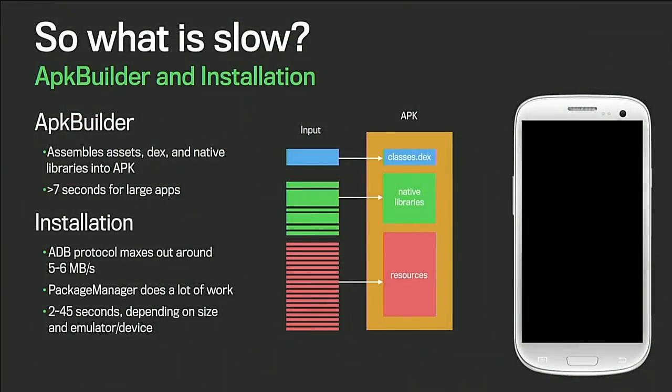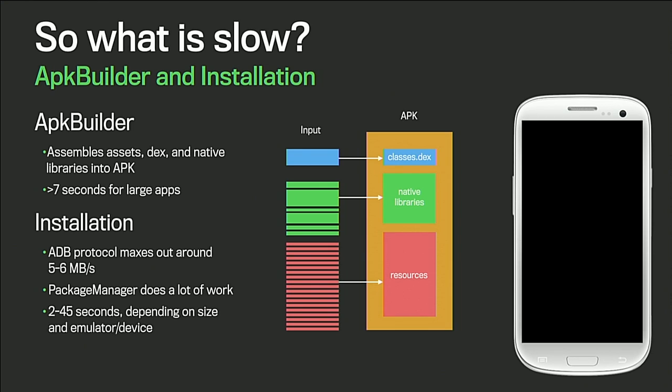And those are APK Builder and the installation process. So APK Builder is part of the Android SDK. If you use Gradle, this is what's referred to as the package debug step. And it's basically a process that takes your assets, your DEX, which is your compiled Java code, and your native libraries, and just sort of smushes them all into one file, which is your APK. That's the final app that you install on your device.